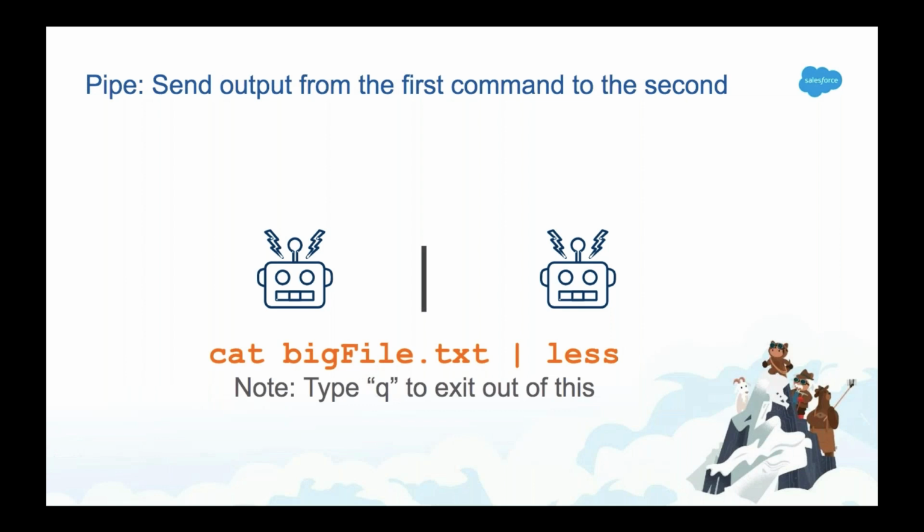Using the pipe symbol sends the output of one stream to the next stream. So for example, if we have a really large file and we want to be able to output and just scroll through it, then we first might cat it and send the output of that cat, the contents of that big file.txt, to a command called less, which is going to show you just a bit of it, and then you press enter and it'll slowly go down through it. I will note that if you use this and it's a really long file and you want to get out of it, then you type Q to exit.